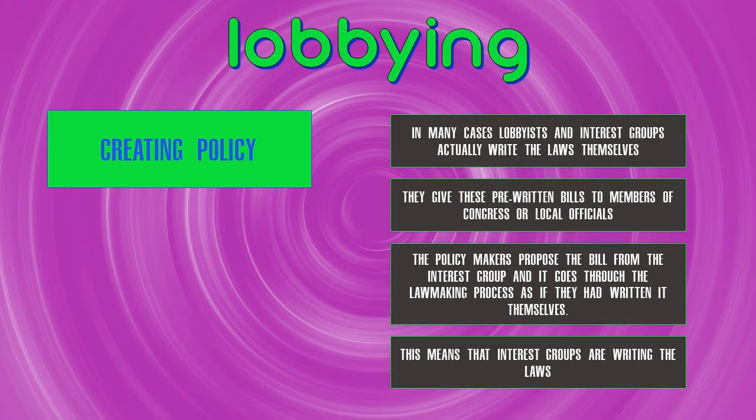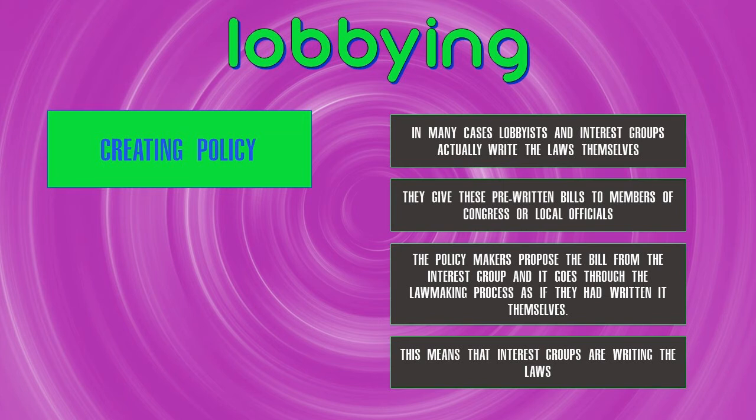So what happens here is we have a situation we're going to talk a lot about when we get to iron triangles. We have a situation where interest groups are actually writing the laws and getting the legislatures, either the national one or the state ones, to pass the laws that the interest groups want. This stuff goes on behind the scenes.